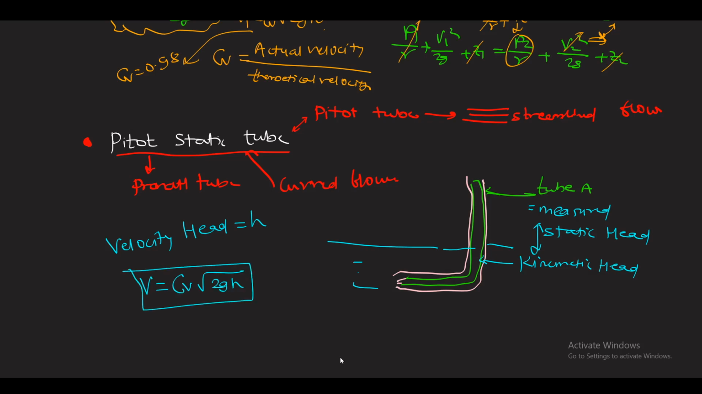So this is about the application of Bernoulli's equation. These are all applications of Bernoulli's equation. What we discussed so far in these lectures: the first one, the venturi meter, the next the orifice meter, then the nozzle meter, after that the pitot static tube. Before the pitot static tube we discussed the pitot tube.